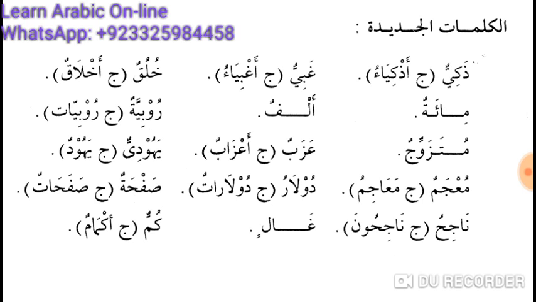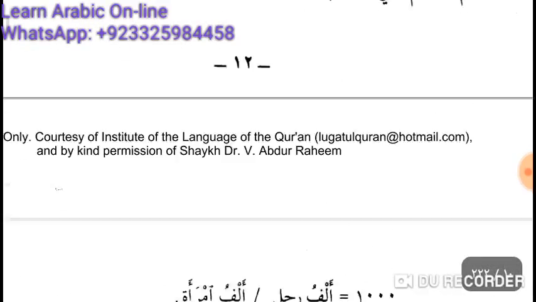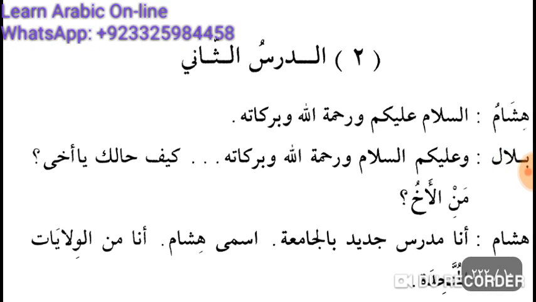ناجح، ناجحون. Najih is what you said? Najih means successful, passed. Ana najih, I passed. Okay. كم، أكمام. Kum means sleeve. Okay, so you ask the plural of متزوج. The plural of متزوج is متزوجون. I got it. Yes. Okay. Next time we'll start from page number 10. Here we have the second lesson of this book. Inshallah, we'll start it next time. Okay?